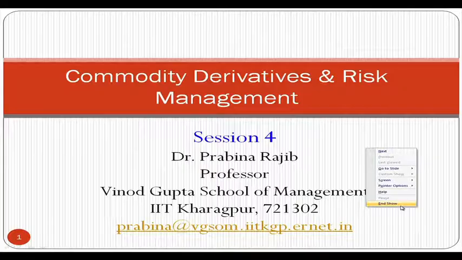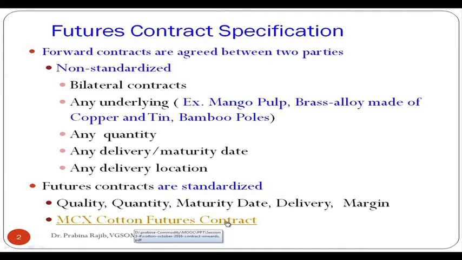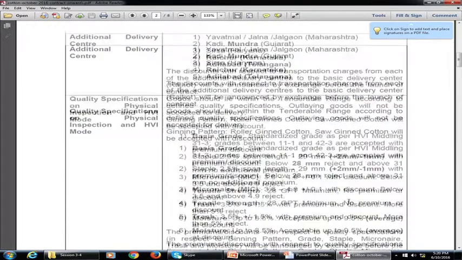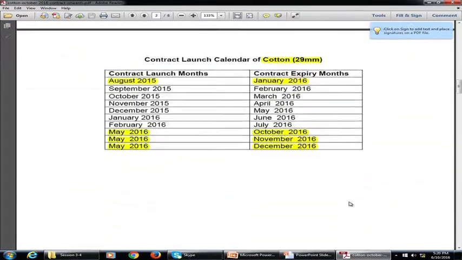Welcome to the fourth session on commodity derivatives and risk management. In the previous session, we discussed the different aspects of futures contract specification, and we will continue from the last session. Let's go to the MCX cotton futures contract, which we started discussing in session 3. So, now let us go to the delivery and settlement.